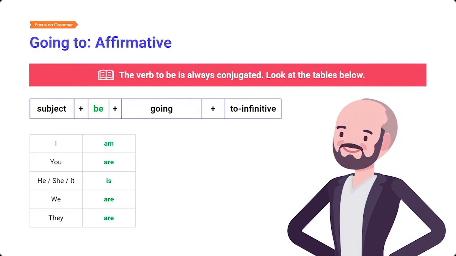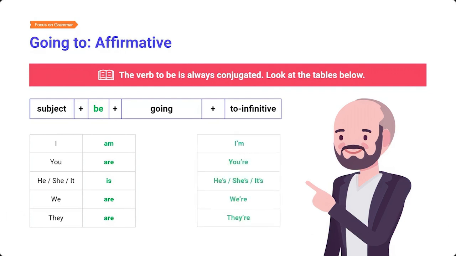Look at the tables below and listen to the verb conjugation. I am. You are. He, she, it is. We are. They are. We can also use the contracted form of the verb to be. I'm. You're. He's, she's, it's, we're, they're.